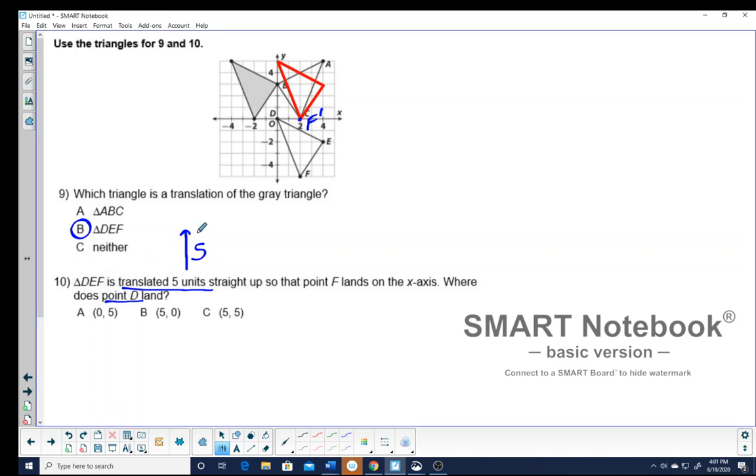They're asking us about point D. This is point D right here, so we want to know where D prime is. So if we follow point D all the way up, then point D would land right there to become D prime. So what are the coordinates of this point? We're at 5 on the y-axis, and we're at 0 on the x-axis, so that point right there has coordinates of 0, 5, and that matches answer choice A.